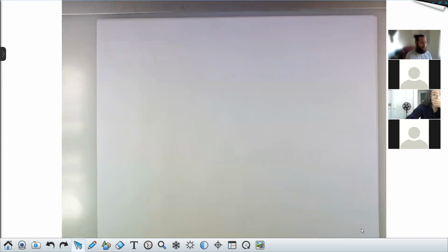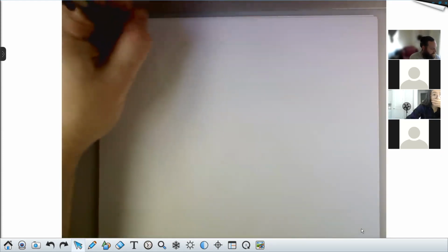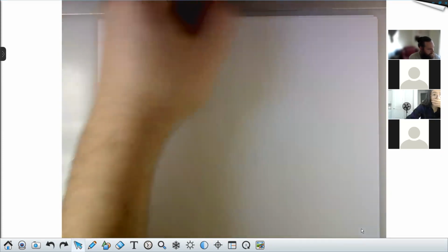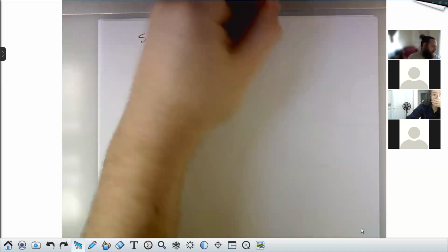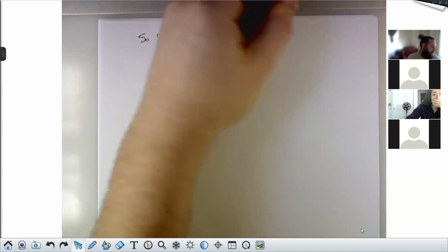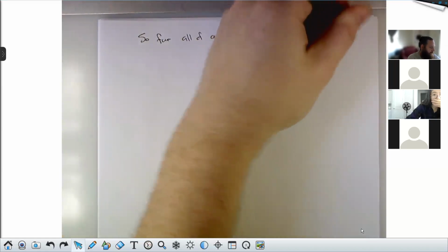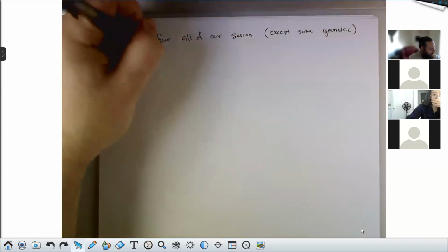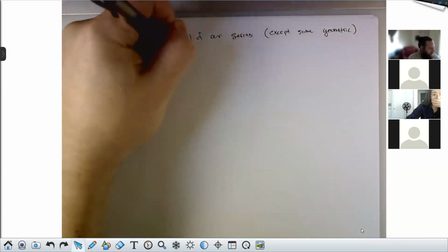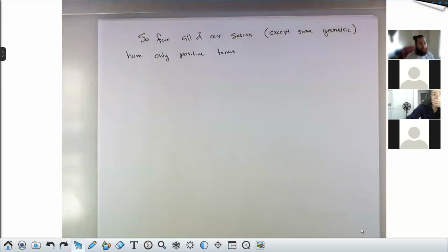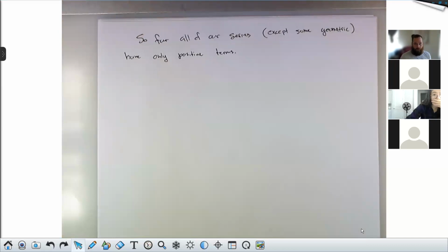All right. A fact you may not have noticed so far: all of our series, except for some geometric series, have positive terms. If you look back at your tests, the convergence tests we have so far, the integral test says that the corresponding function needs to be positive, continuous and decreasing.